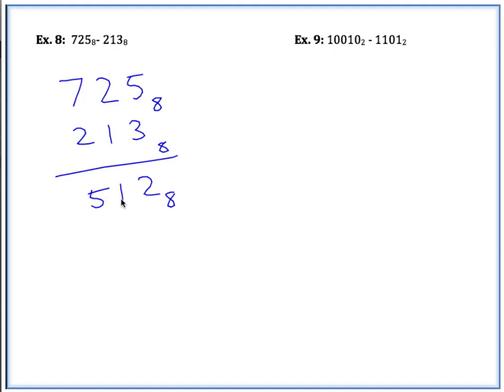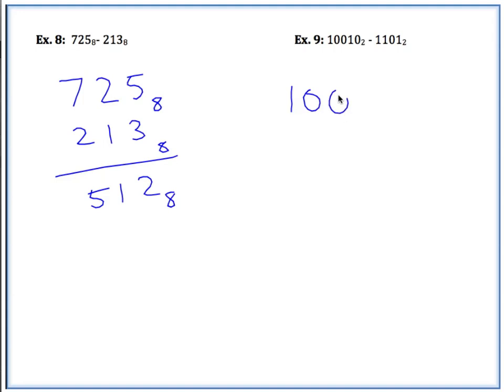And in our next example, sometimes it works out nicely where you don't have to borrow at all, and this is one of those times. So this is a nice easy one. 5 minus 3 is 2, 2 minus 1 is 1, 7 minus 2 is 5, so it's 512 base 8, no problems there. Let's take a look at our next one.